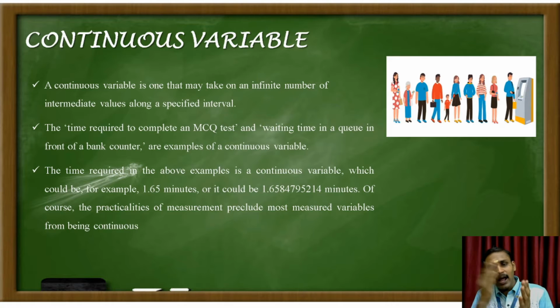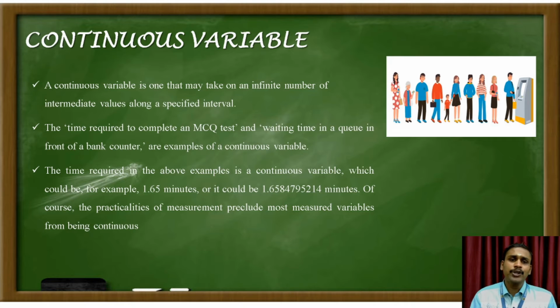Okay, now we come to the other phase, the continuous variable. What is meant by a continuous variable? You may have a doubt: discrete means there is a concrete number, so does continuous mean there is no concrete number, that we can say few or many? No, this is also not like that. A continuous variable is one that may take on an infinite number of intermediate values along a specified interval. Within a particular time, we should say the specified interval.